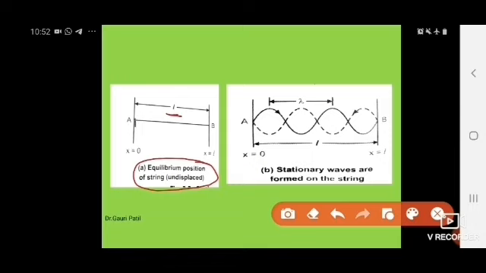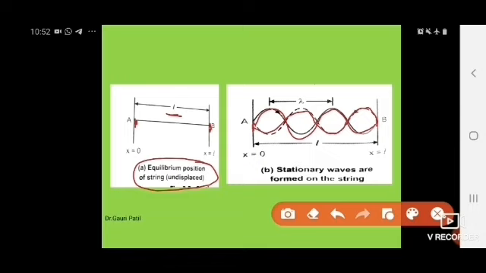Means the two ends of the string, at both points A and B, are fixed. When the wave travels from end A, it reaches point B, and from there it is reflected back. So here the wave starts traveling, then it reaches point B, then it is reflected back, and then it comes again to point A.